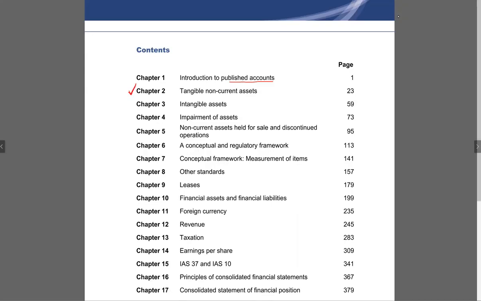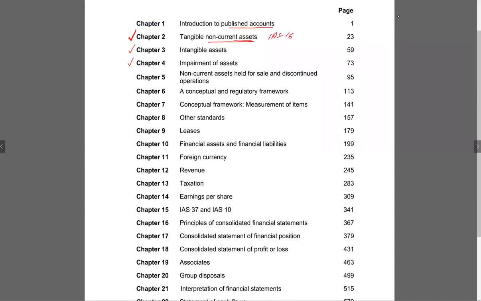So, tangible non-current assets means property, plant, and equipment, IAS 16. You're already familiar with the standard, IAS 16. So, first of all, we will cover chapter number 2. We will cover tangible non-current assets held for use in business. After that, we will move towards intangible non-current assets. And after that, we will cover impairment losses as well, how to deal with the sudden decrease in value of an asset. Then non-current assets held for sale.